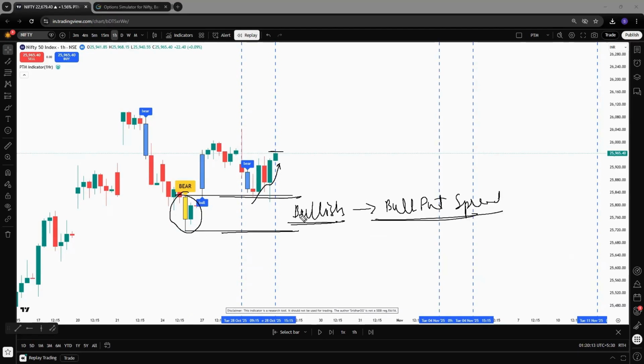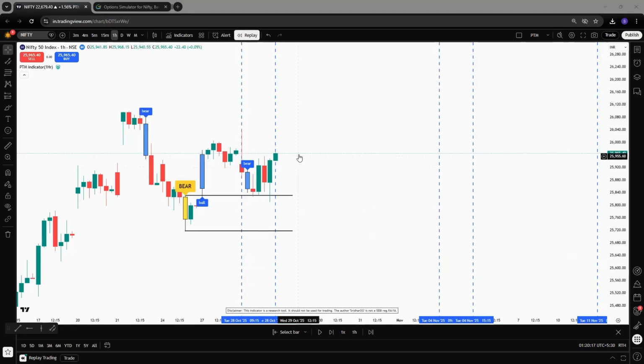Correct? I'm using a bull put spread. Simple. So what I'll do here, I will build the strategy and I'll show you one by one what the conditions are for my aggressive model.